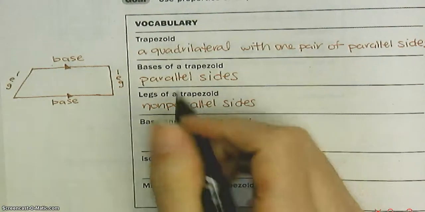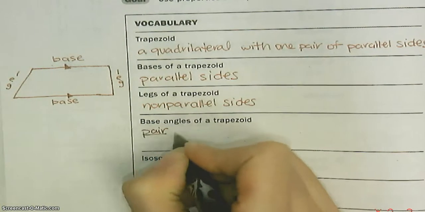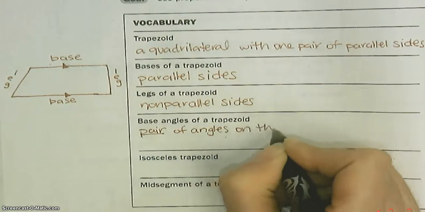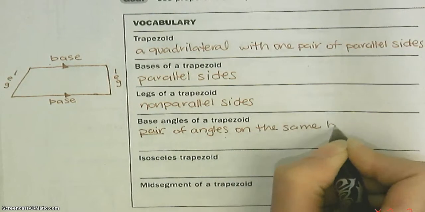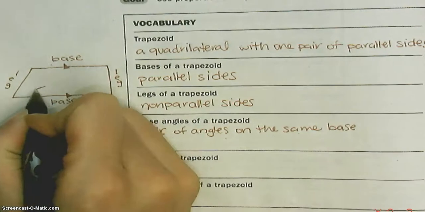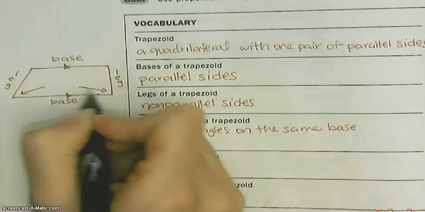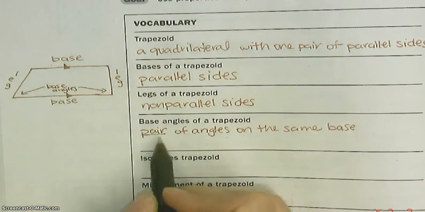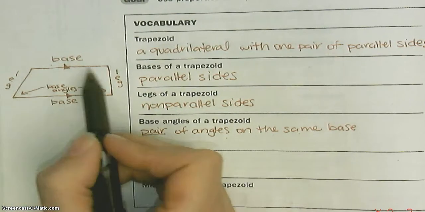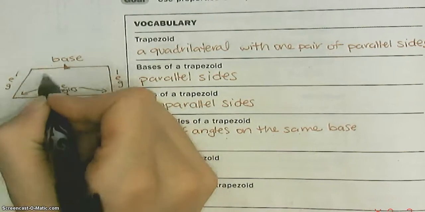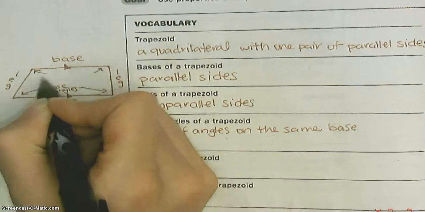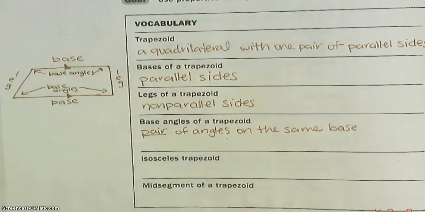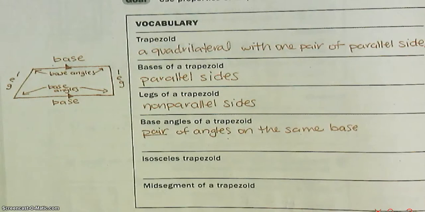The base angles are a pair. They have to be a pair of angles on the same base. So this angle and that angle together are base angles. They're always a pair. They always come in twos. So these up here are also base angles. They come as a pair. Base angles.